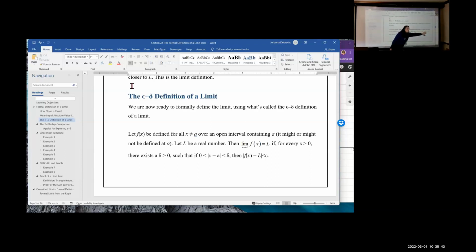If for every chosen epsilon value, you choose how far to be from L, there exists a delta, distance from a, such that if the distance of x from a is less than delta, then the distance of the function, the Y value from L, is less than epsilon.